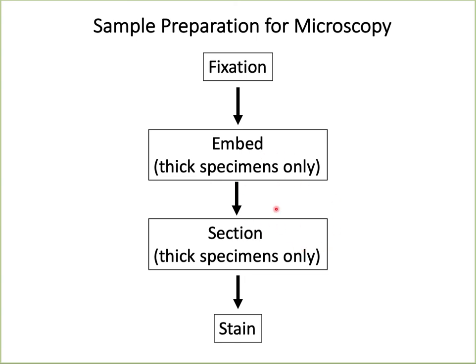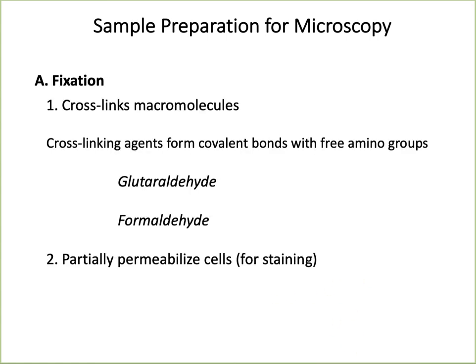The embedding and the sectioning steps are for thick specimens only, like tissue samples. Cells growing in culture don't require these 2 steps and can be directly fixed and then stained. And let's take a look at them individually. So start with fixation. The cells are in a dynamic state, and the organelles are moving and the vesicles are being trafficked. Motile cells such as macrophages and neutrophils are on the go.